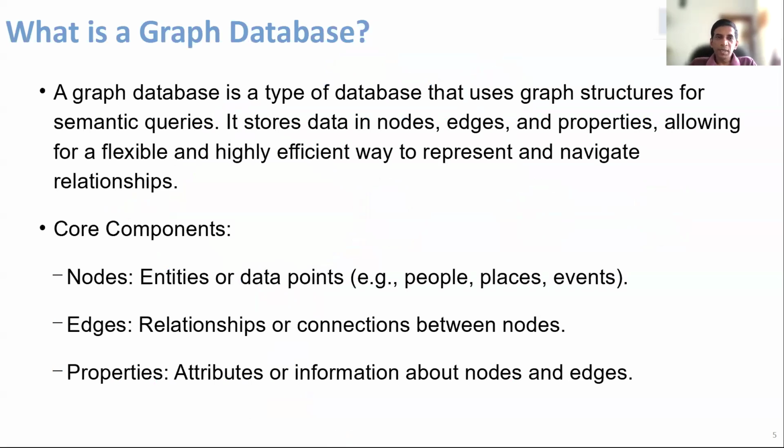So a graph database is a type of database that uses graph structure, the one you just saw, right? For semantic queries. What do you mean by semantic queries? English-like queries, just like SQL. It stores data in nodes, edges, and properties, allowing for a flexible and highly efficient way to represent and navigate relationships. So unlike traditional databases where the data is stored in the field, here the data is stored in nodes, edges, and also properties. Okay.